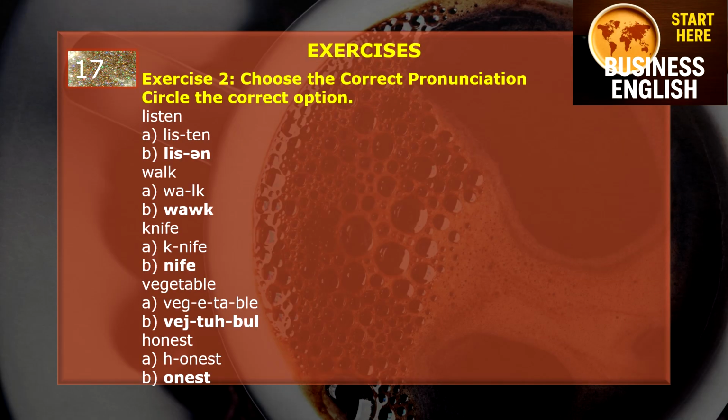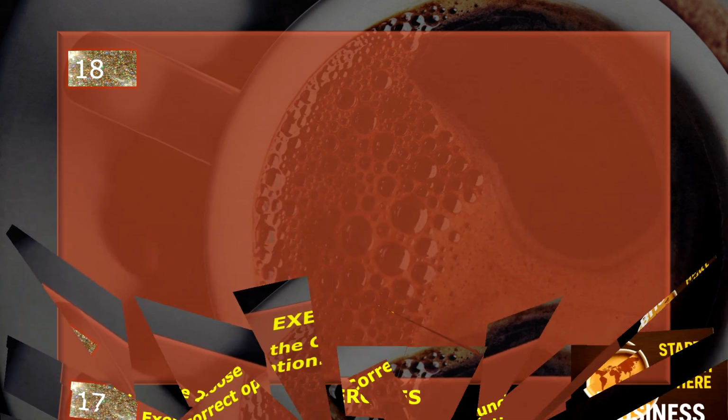And here we go with exercise 2. Choose the correct pronunciation and circle the correct option. Listen, walk, knife, vegetable, honest.